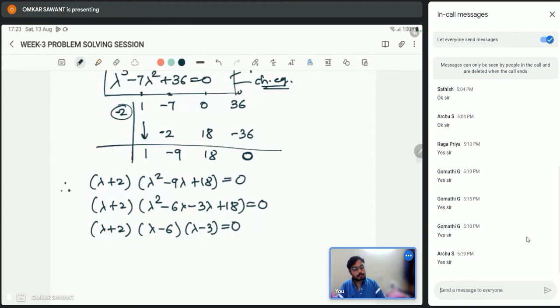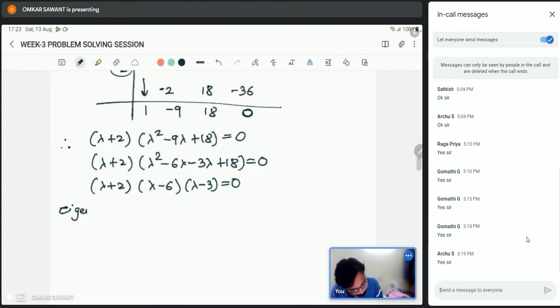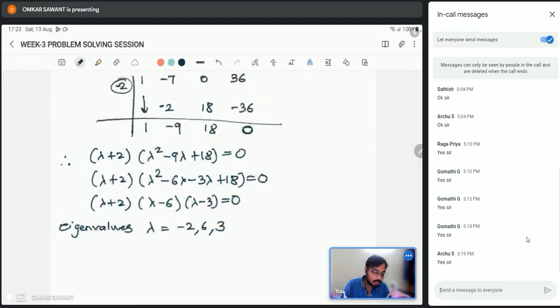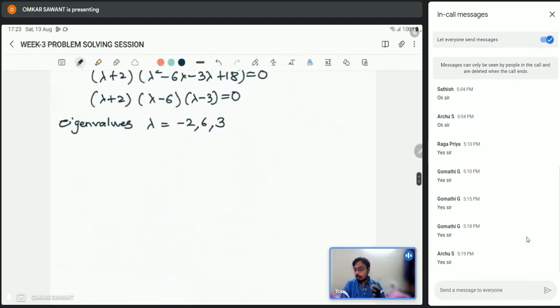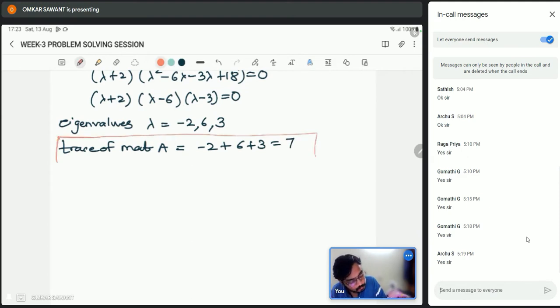Right. So what are the eigenvalues we got? We got eigenvalues lambda is equal to minus 2, 6 and 3. Right. So these are the eigenvalues. Okay, what will be the trace of the matrix A? Sum of these eigenvalues: minus 2 plus 6 plus 3 is 7. Okay, we got our first answer: eigenvalues minus 2, 6, 3 and the trace of the matrix.